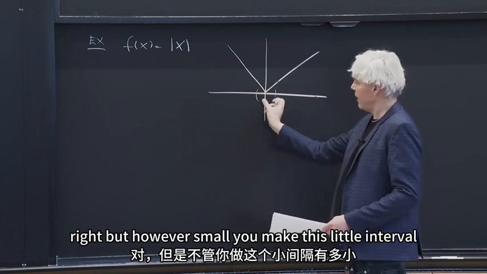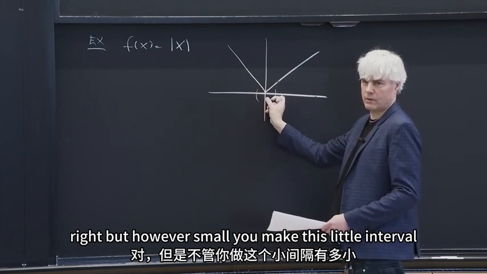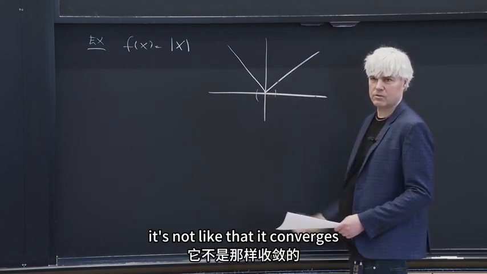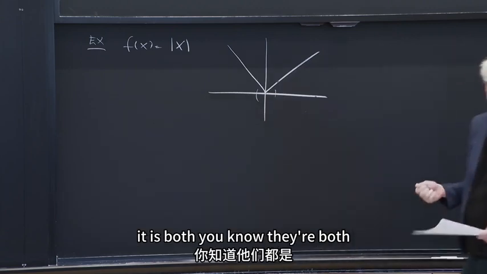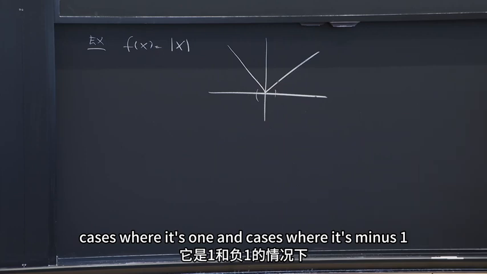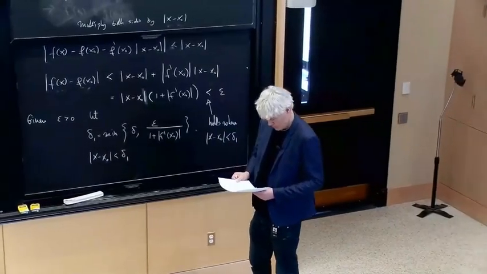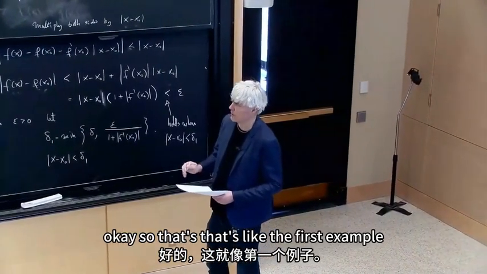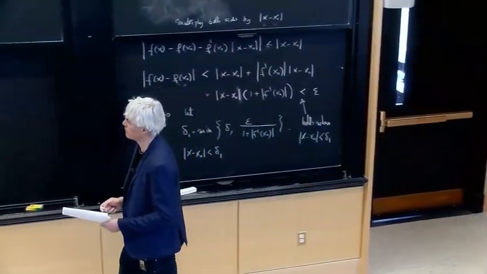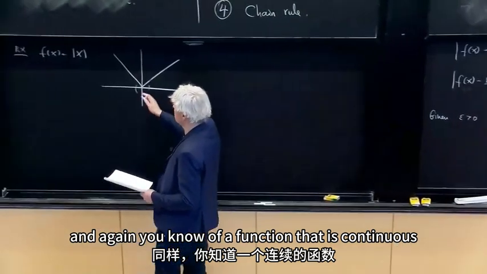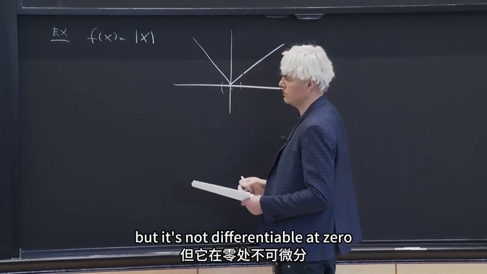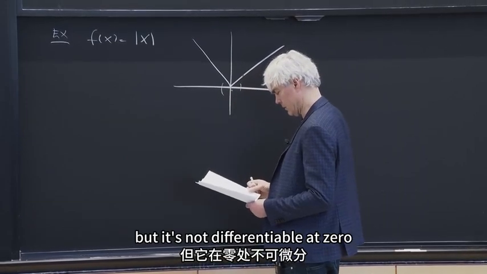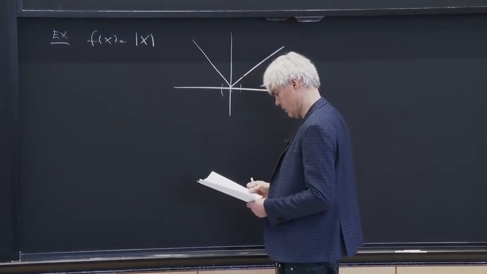But however small you make this little interval, it doesn't converge to some number, because there are both cases where it's 1 and cases where it's -1. Okay, so that's the first example, again of a function that is continuous but not differentiable at 0.